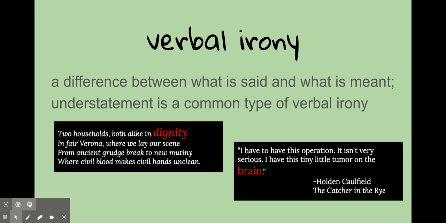Understatement is a type of verbal irony that people use a lot, and I know that you have seen and heard many examples in your own lives. One example of understatement in literature is when this character named Holden Caulfield in The Catcher in the Rye says, "I have to have this operation. It isn't very serious. I have this tiny little tumor on the brain." Well, it's ironic because we know that a brain tumor is a very serious problem. It's a serious operation that he's going to have, but he understates it, and we know that he's really emphasizing that it is serious by pretending to de-emphasize it.